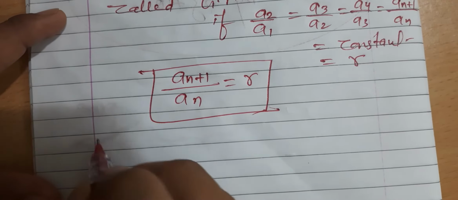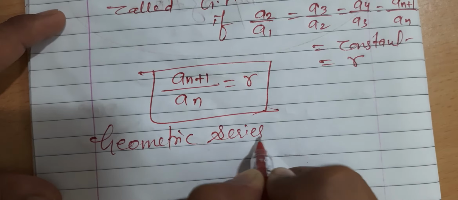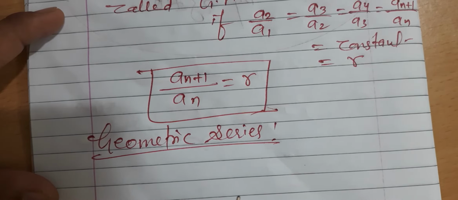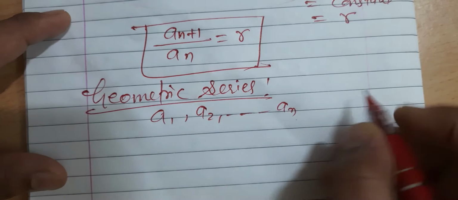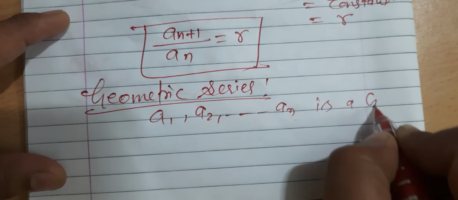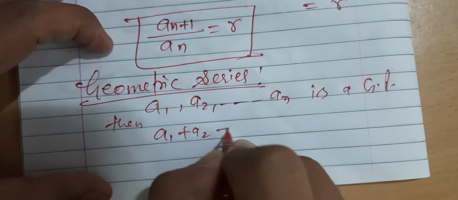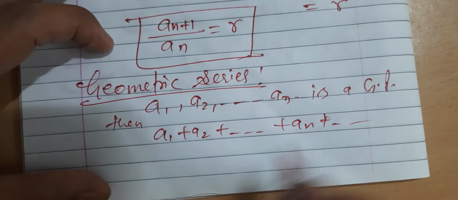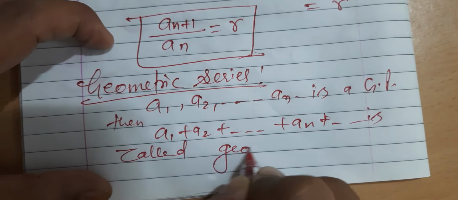Now, geometric series. We have seen the difference between sequence and series. Series is the sum of all the terms of a sequence. Similarly, if A1, A2, A3 up to AN is a GP, then the sum of all the terms, A1 plus A2 plus A3 up to AN and so on, is called a geometric series.